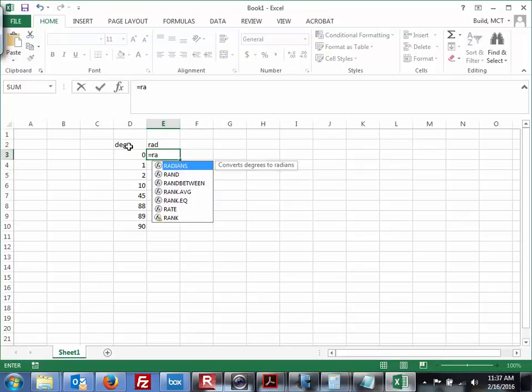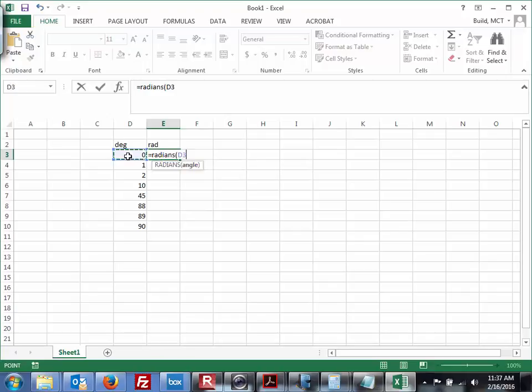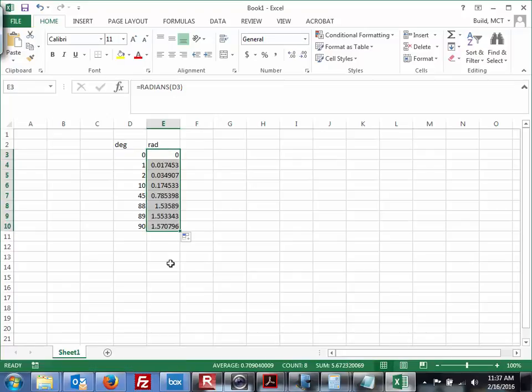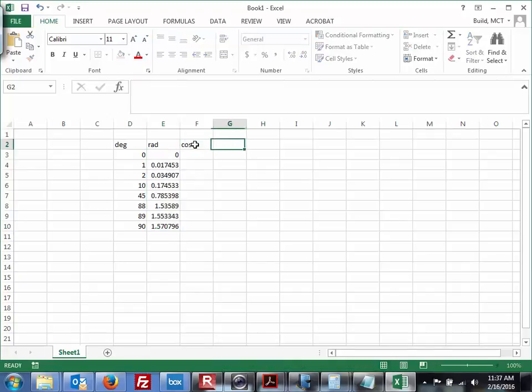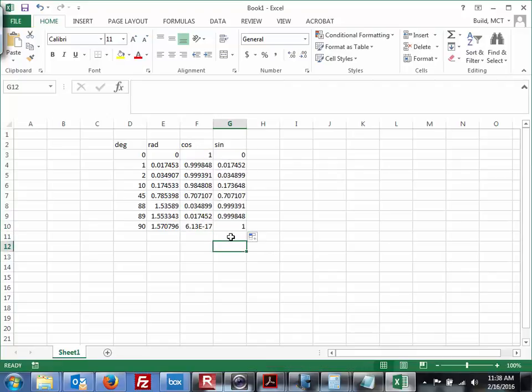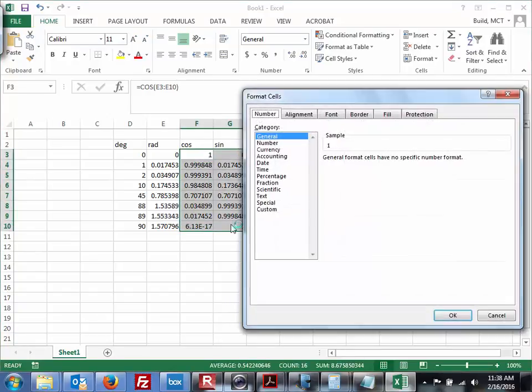I'll just put this in degrees, and I'll put it in radians. So this equals radians. I'm going to convert degrees to radians because when Excel does trig, it wants to see the angles in radians. Now let's do cosine. We'll do sine. So equals cos. Equals sine. If I just drag these guys down. Okay. So what I'm showing here, and let's just put 3 significant digits on these.